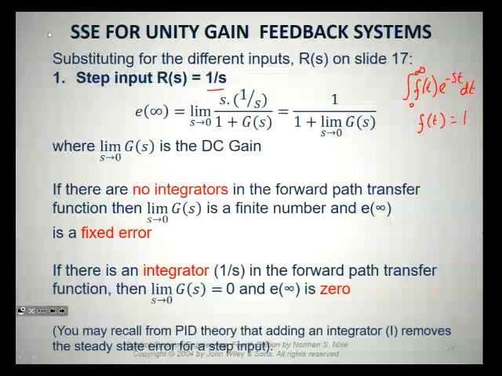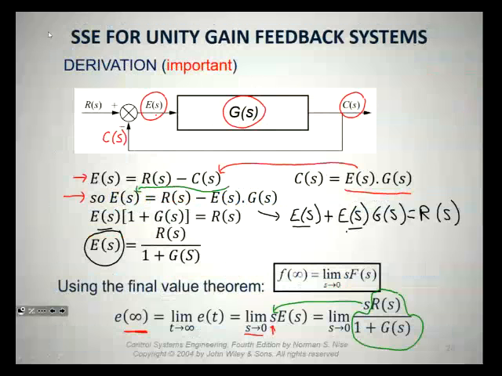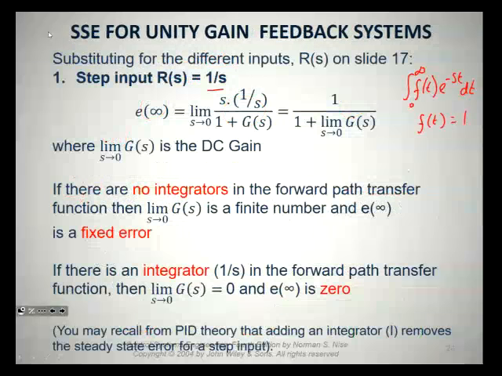So if we put that into our equation, using our final value theorem, we end up with the steady state error at infinity being equal to the limit as s tends to 0 of s, which was this s here, times R, which is 1 over s, times 1 over 1 plus G of s, yeah? So not too much to worry about. It's easier to work out with an actual example.